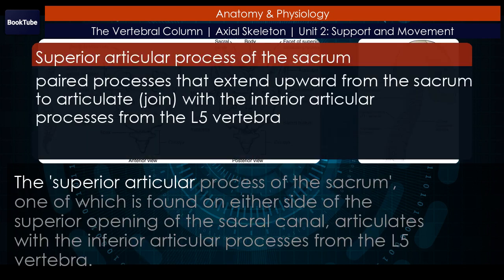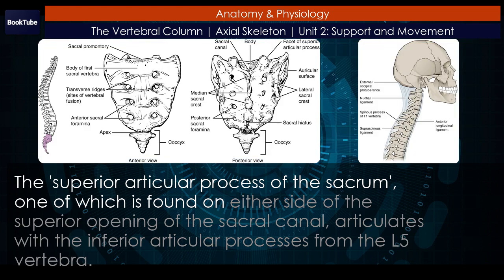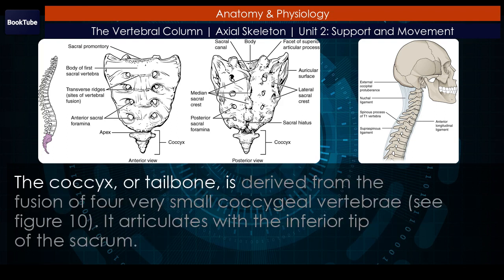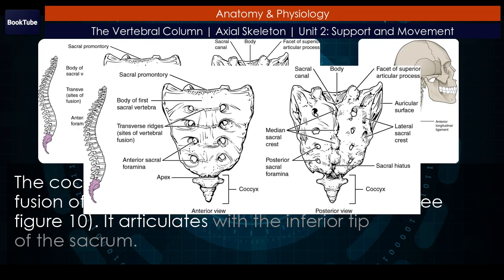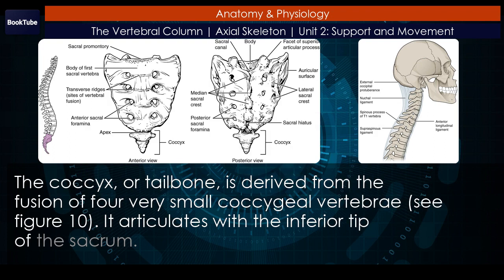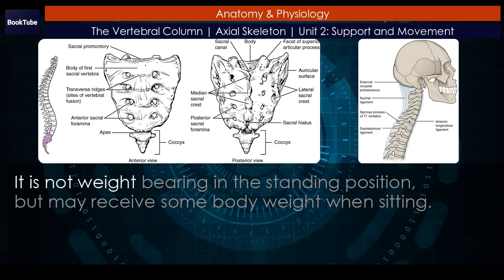The superior articular process of the sacrum, one of which is found on either side of the superior opening of the sacral canal, articulates with the inferior articular processes from the L5 vertebra. The coccyx, or tailbone, is derived from the fusion of 4 very small coccygeal vertebrae. See Figure 10. It articulates with the inferior tip of the sacrum. It is not weight-bearing in the standing position, but may receive some body weight when sitting.